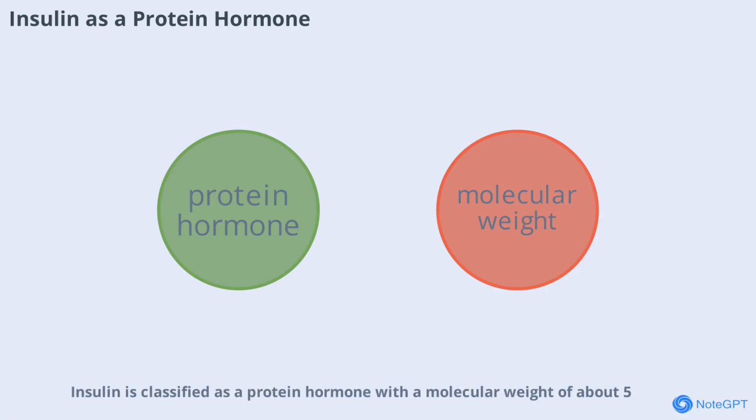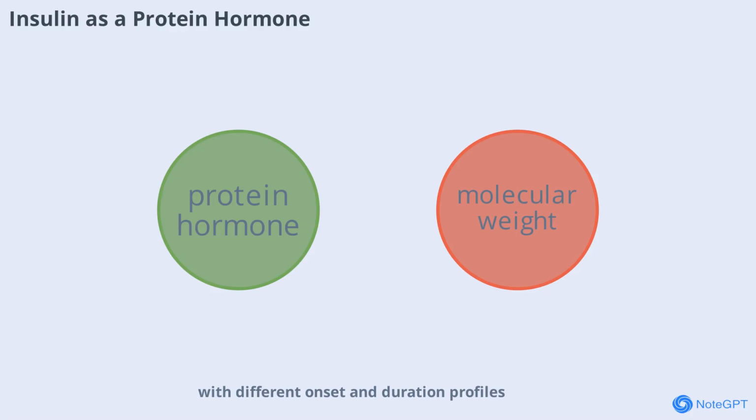Insulin is classified as a protein hormone with a molecular weight of about 5.7 kDa. Its peptide nature means it cannot be taken orally, as it would be digested in the gastrointestinal tract. Instead, insulin must be administered via injection or in some cases inhalation. The protein structure also allows for modifications that can alter its pharmacokinetics, giving rise to various insulin analogs with different onset and duration profiles.